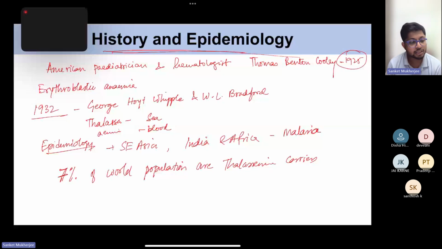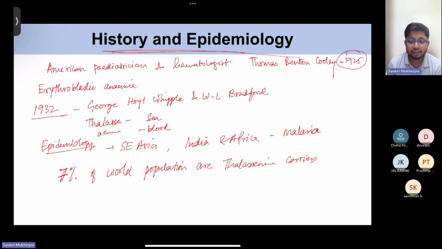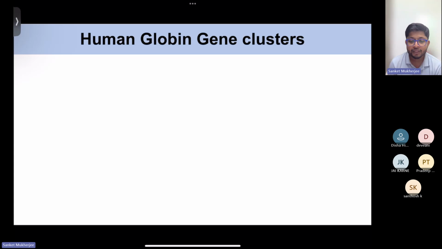Yeah, so as I was saying, 7% of the world population are carriers of this disease, and it's concentrated in the tropical and subtropical regions. Alpha thalassemia provides natural protection to carriers against malaria. There's very weak evidence for this, a weak link between alpha thalassemia and protection from malaria. So probably that is the reason why their endemicity is shared, and where malaria is more common, we have alpha thalassemia patients as well.